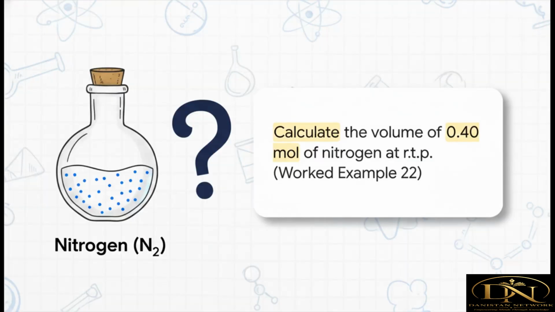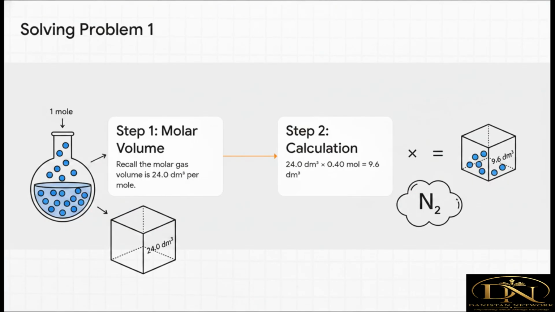So let's start with a really straightforward one. Let's say we have 0.40 moles of nitrogen gas. The question is, how much space does it take up at room temperature and pressure? The logic here is just beautiful. We know 1 mole takes up 24.0 cubic decimeters. So if we have 0.40 moles, we just multiply. 24.0 times 0.40 gives us 9.6 cubic decimeters. And that's it. Job done.